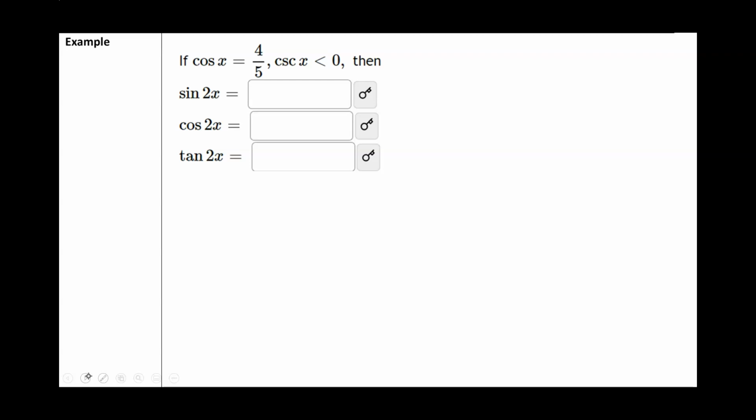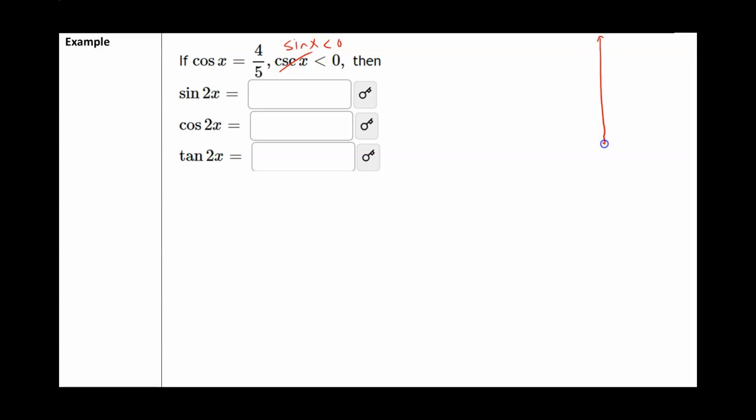Now the first thing we have to do is, if cosine of x is equal to 4/5, now even though we have cosecant of x less than 0, I'm going to rewrite that as sine of x, because I think it's always best to write everything in terms of sine, cosine, or tangent. So the reciprocal of cosecant is sine, and we want sine of x to be less than 0. So we want to figure out in which quadrant is cosine positive but sine negative.